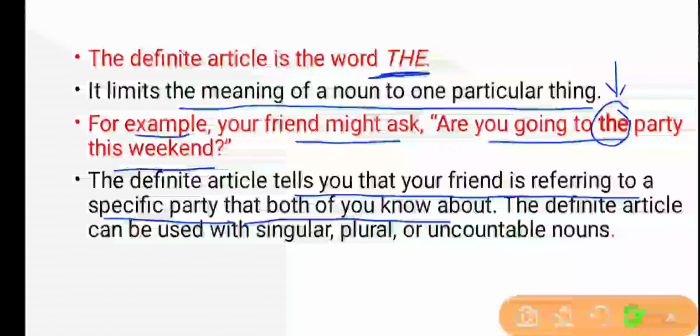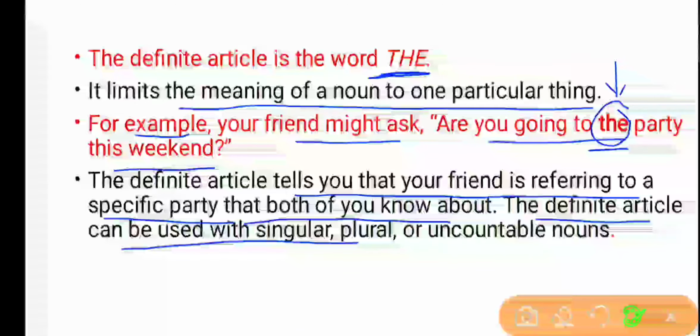That means both of you are aware that there is a party on the weekend and you both are supposed to go. And your friend is asking you, are you going to that particular party? That's why he has used the word "the" here. "Are you going to the party this weekend?" The definite article can be used with singular, plural, or countable nouns.